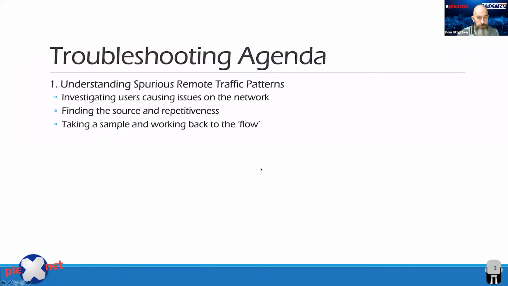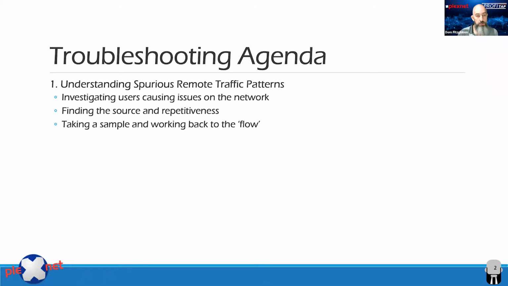So the agenda today: we're going to look at understanding spurious remote traffic patterns, investigating users causing issues on the network. In some of the examples you'll see, this is taken from an actual remote site, that remote site being a COVID stronghold, which is my home office. There are 46 or 43 devices on my network, pretty much split between wireless and wired. And there's lots of things going on, especially with homeschooling at the moment, which has just passed.